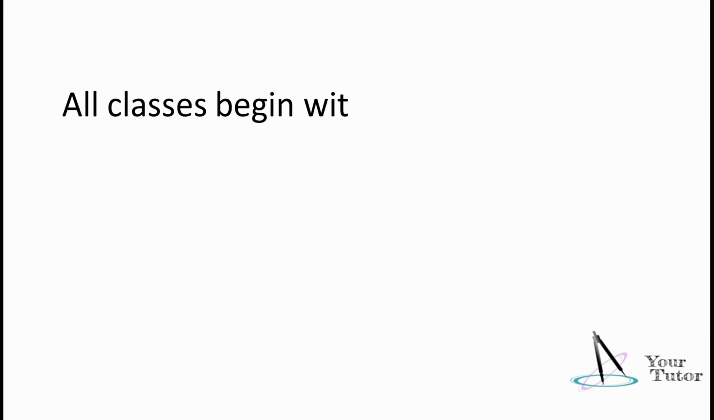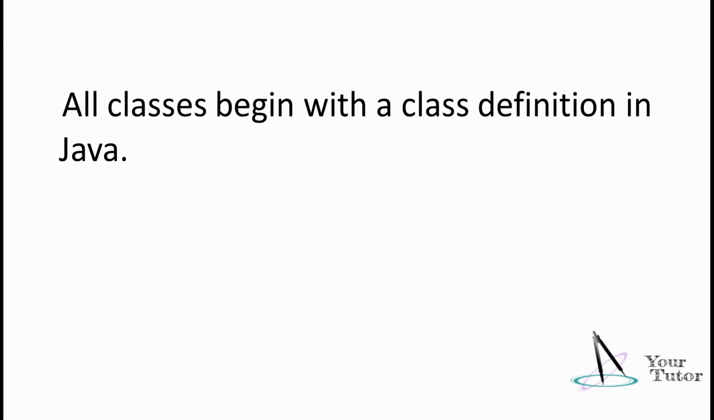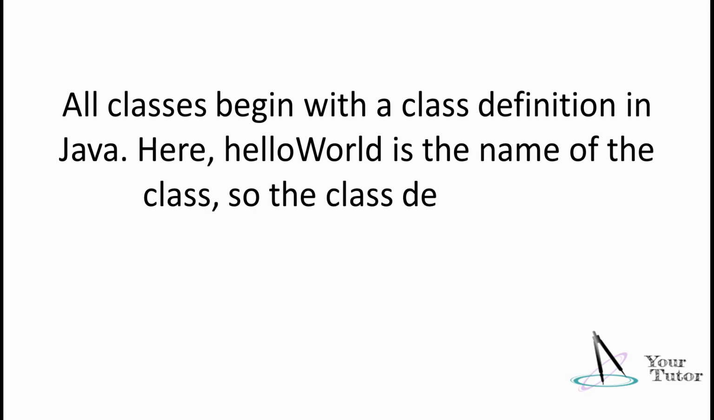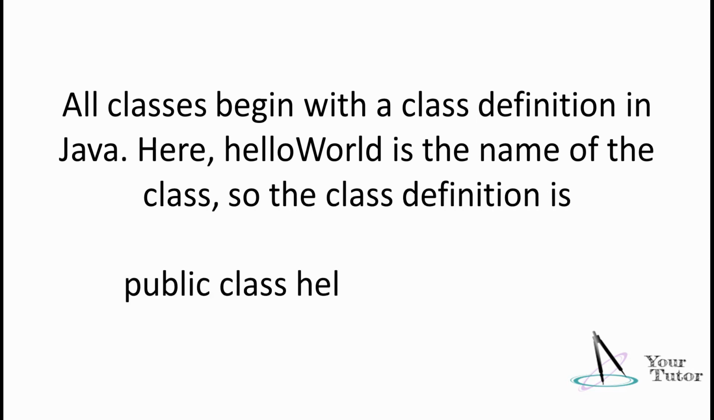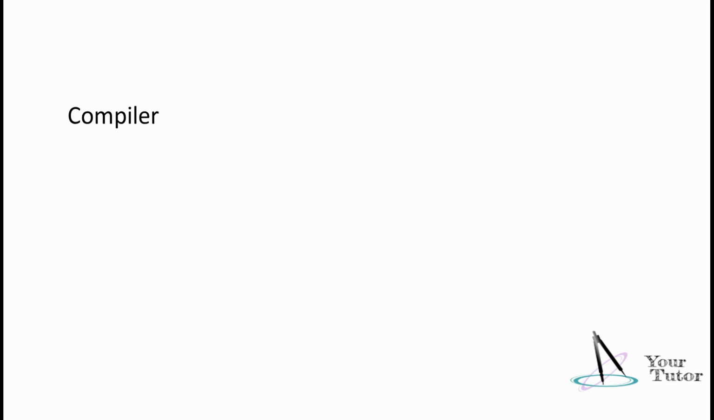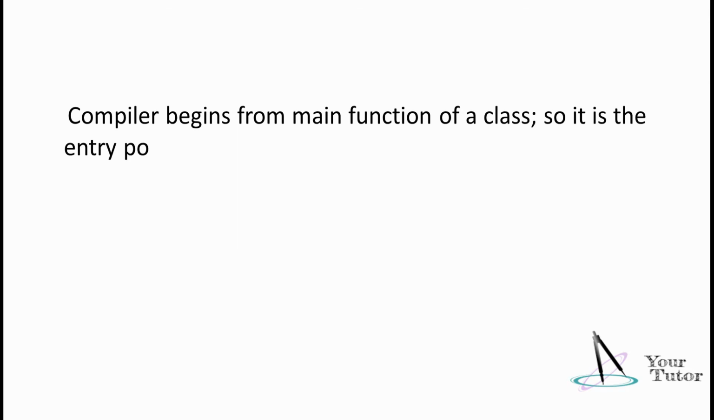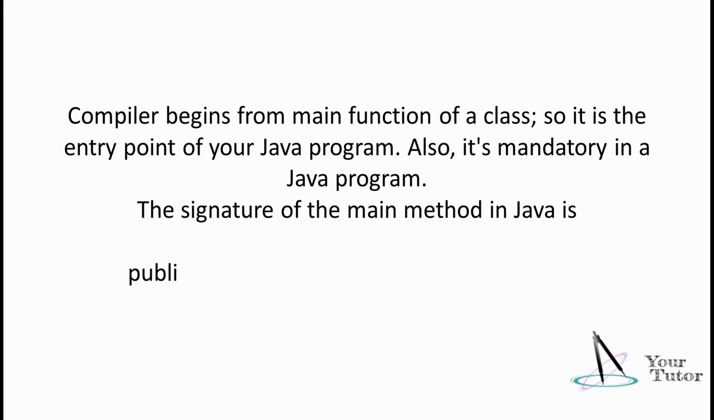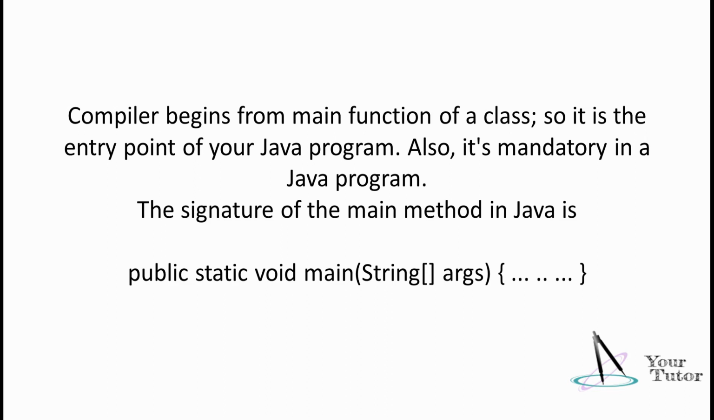All classes begin with a class definition in Java. Here, Hello World is the name of the class, so the class definition is public class Hello World in curly brackets. Compiler begins from main function of a class, so it is the entry point of your Java program. Also, it's mandatory in a Java program. The signature of the main method in Java is public static void main within parenthesis, String, square brackets, args.